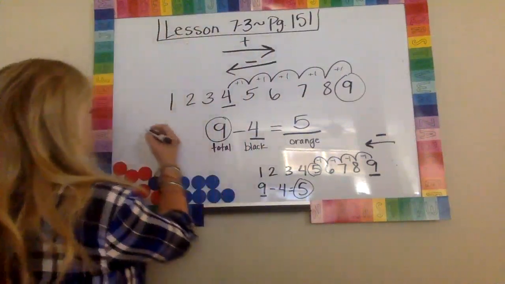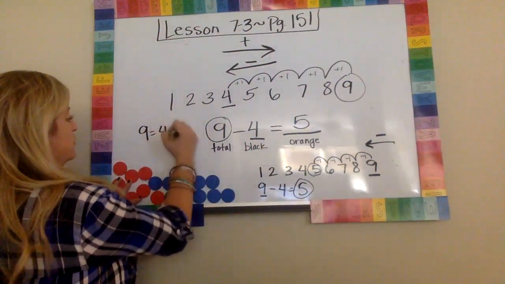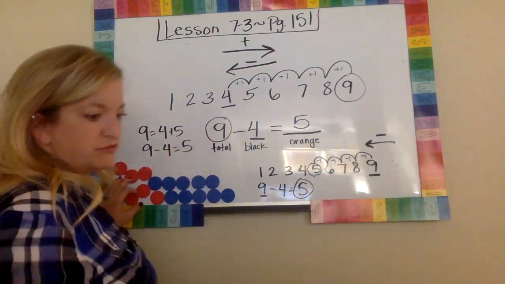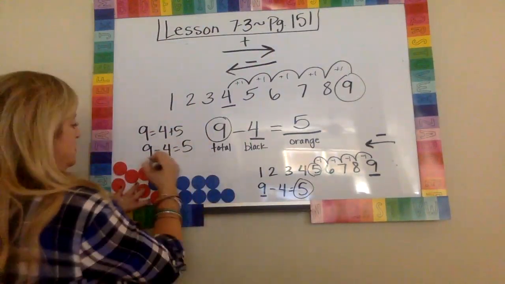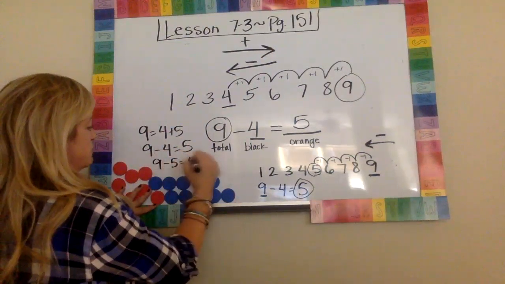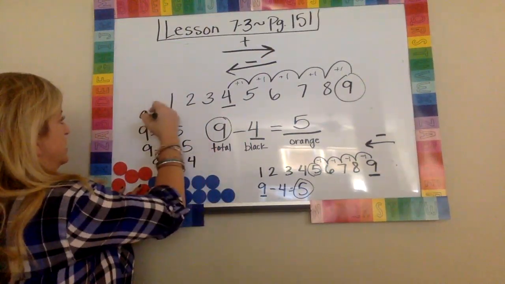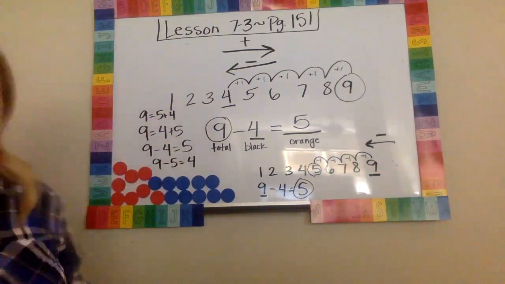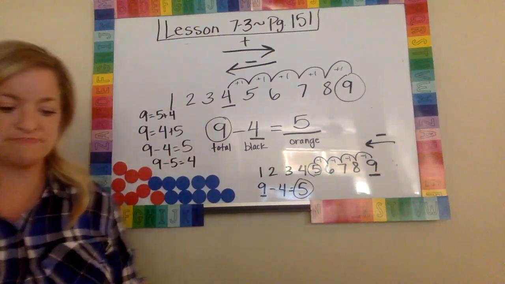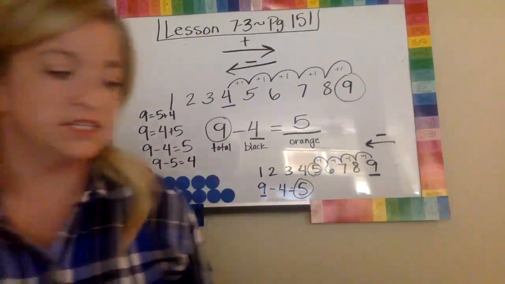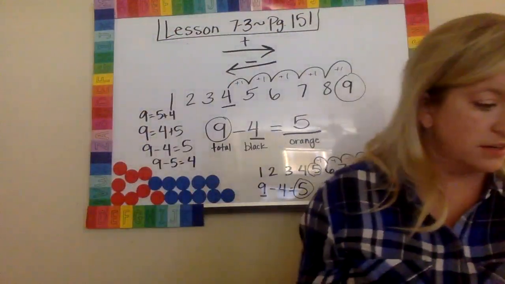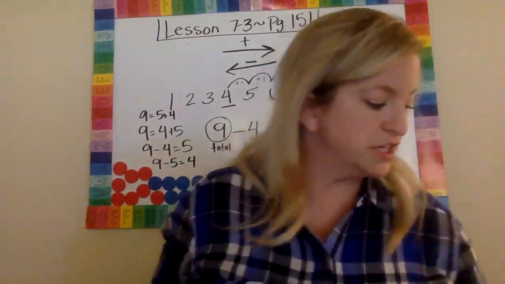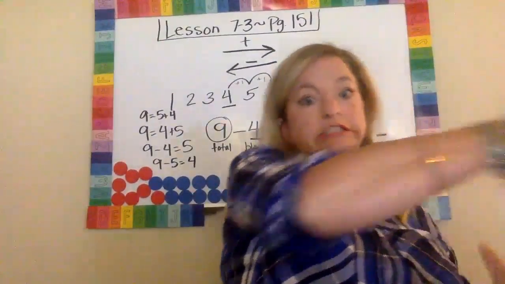9 equals 4 plus 5. 9 minus 4 equals 5. You could also do 9 minus 5 equals 4. You could also do 9 equals 5 plus 4. We're flipping them all around. Okay, feel free to pause this, rewind it, play it over again, whatever helps you. Okay, all right, we're moving on to page 154.